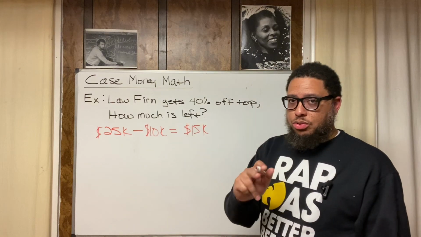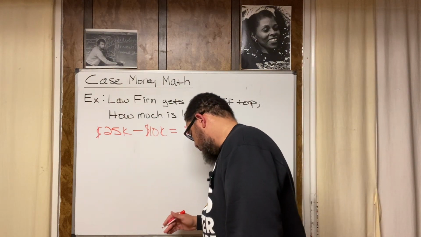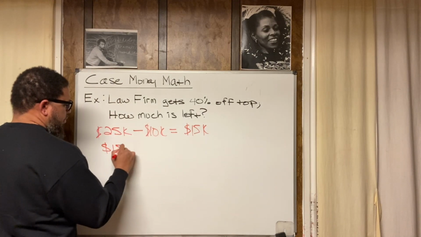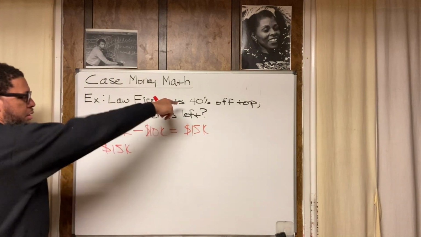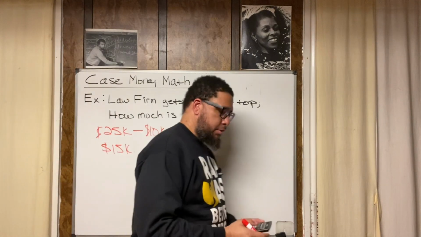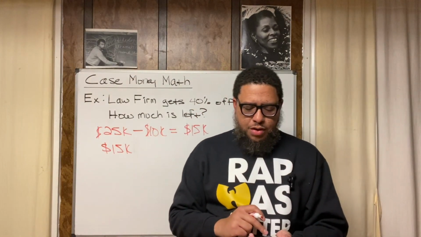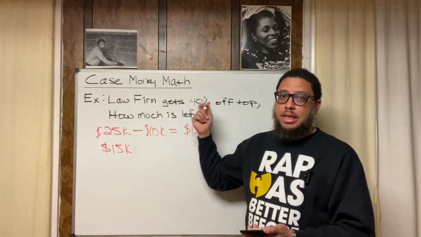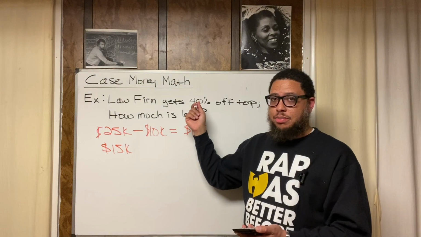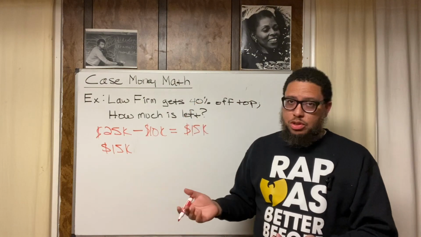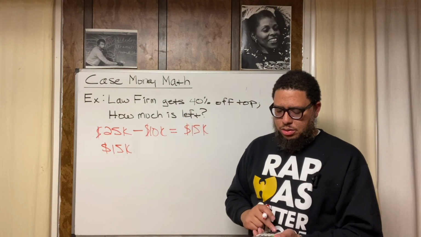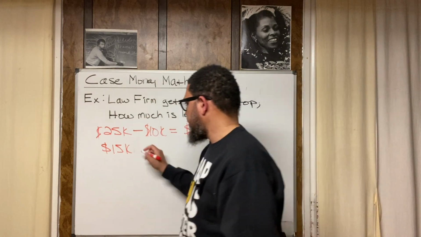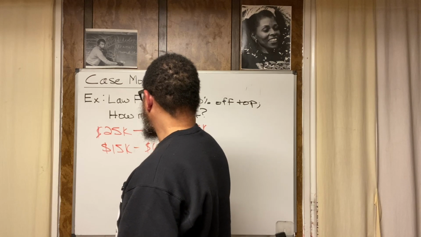Now, another example. I told you we're going to do 3 examples. Another example, let's say you get awarded 15K, or 15,000. Law firm gets 40% off the top. Go to your calculator. 15,000. Multiply that by 40% represented as a decimal. 40% represented as a decimal is, again, still 0.4. So that's times 0.4. 6,000. So the attorney's going to get 6,000. Subtract that. You get 6K.